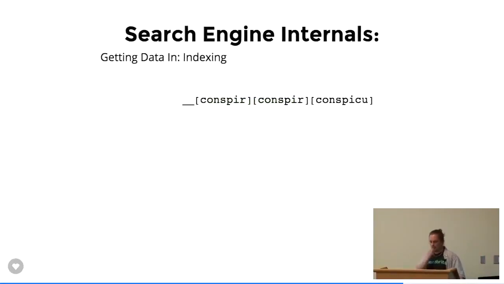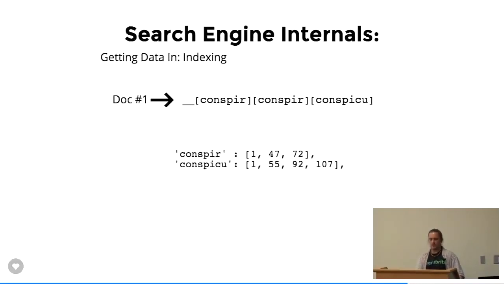All right, the next step after analysis is indexing. So our example sentence has turned into these three tokens: conspire, conspire, conspicu. Sounds like Latin. Let's say that this is document 1. The secret sauce of Elasticsearch for being so fast is effectively during the indexing process, it takes these sentences, turns it into a bunch of tokens, and then it effectively transposes that.